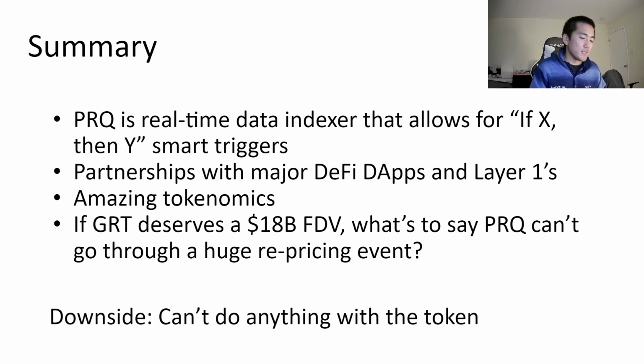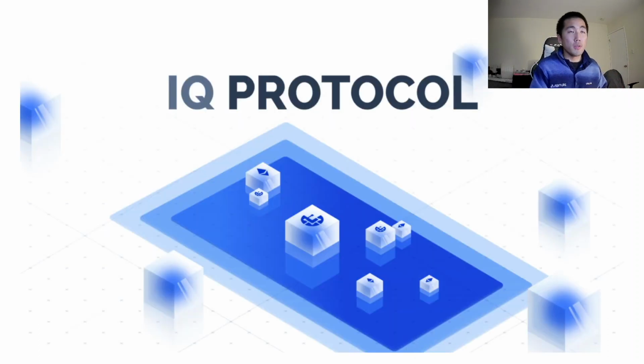The only downside that I see right now is that I can't really do anything with the token. So I'm just holding it in my wallet. I can provide liquidity on Uniswap with the PRQ ETH pool, but I don't really want to risk impermanent loss. So I was wondering what can I do with the token? But lo and behold, later this month they're supposedly gonna announce an IQ protocol where you can stake your PRQ and earn borrow and lending fees.